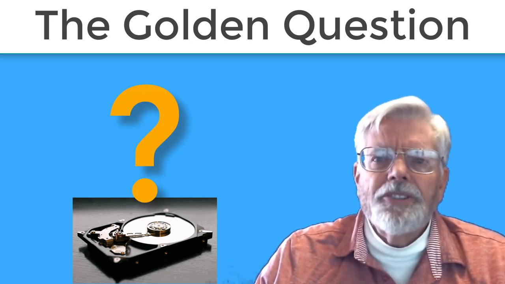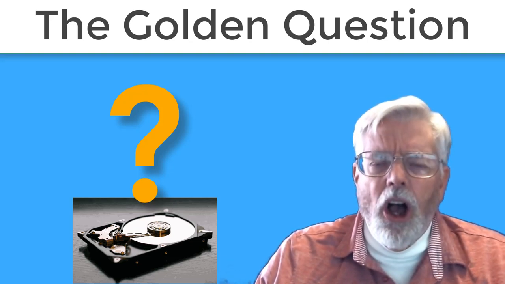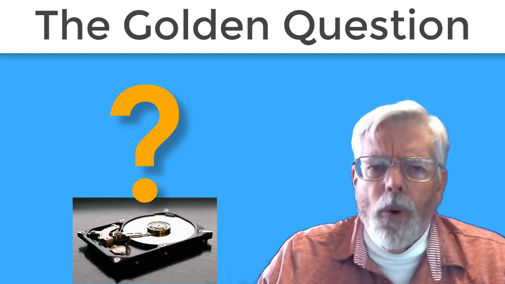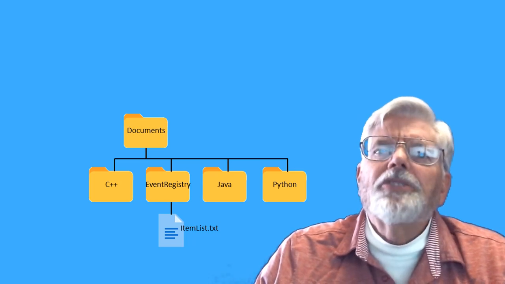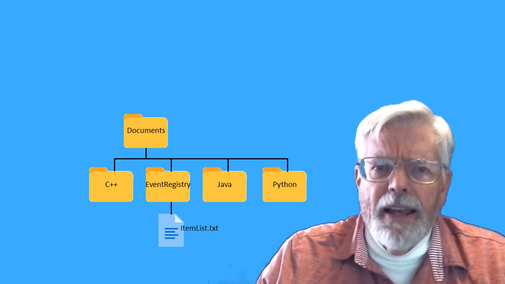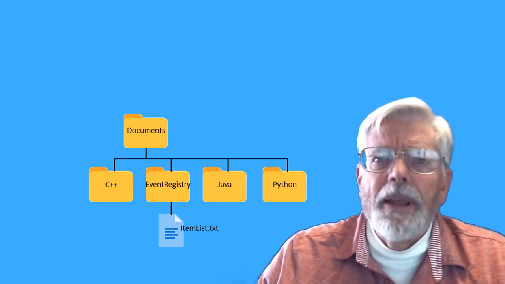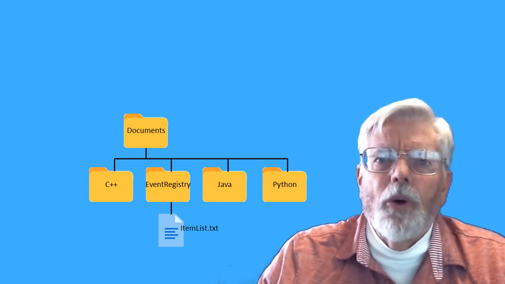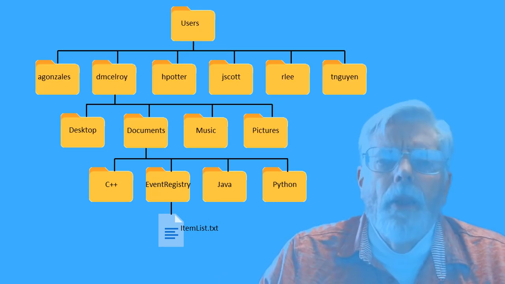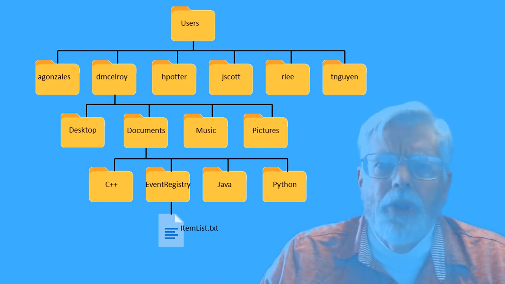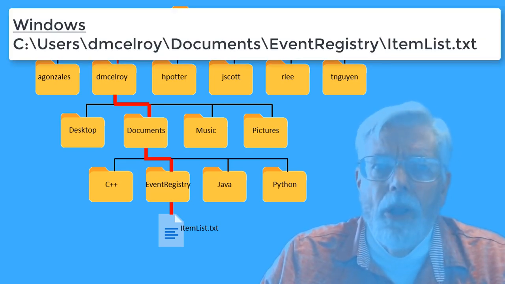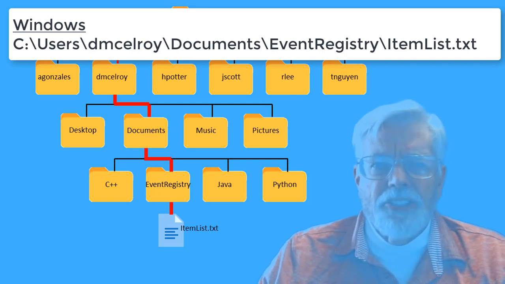Here is a big question. Where should the itemlist.txt file be placed on the disk? And how is the event registry program going to find it? The project definition states that the itemlist.txt file is to be located in a folder named Event Registry, which is located in Documents. What I want the program to do is to create a fully qualified file name to locate the itemlist.txt file.